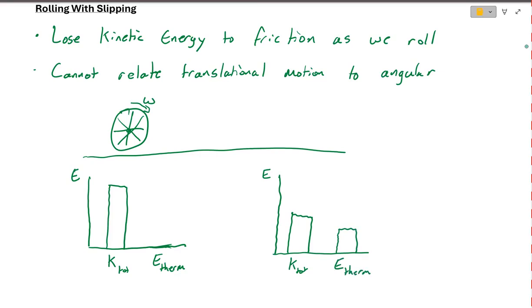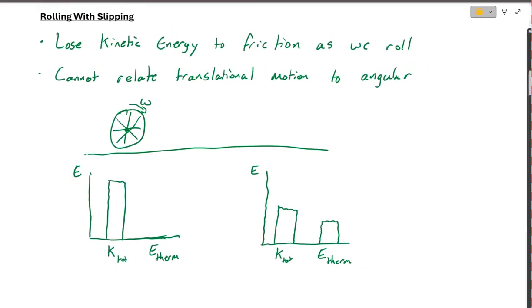If we were to stack those two bars on top of each other, they'd be the same size as the original. Energy still conserved, but we're losing some to heat. And eventually our wheel comes to a stop when all of the energy is in the form of heat. Does that make some sense? So you'll see graphs like that depicting where does energy go? And you'll get some more practice with that next class too. All right.